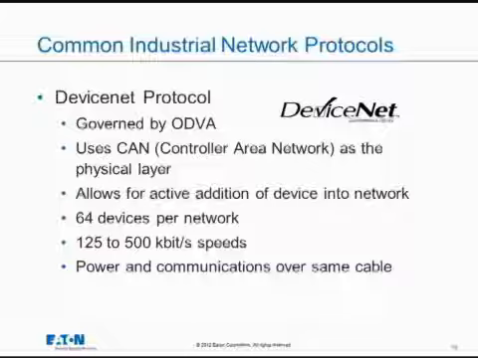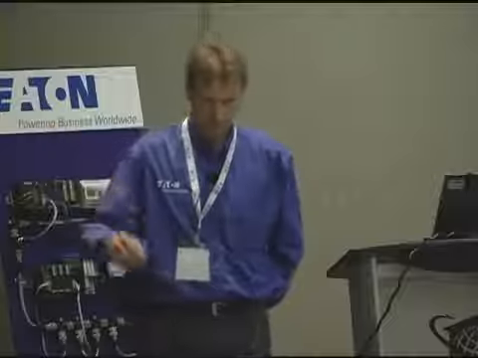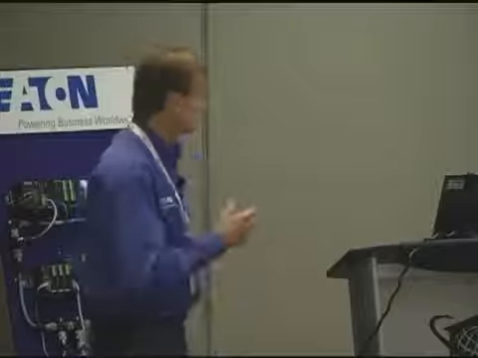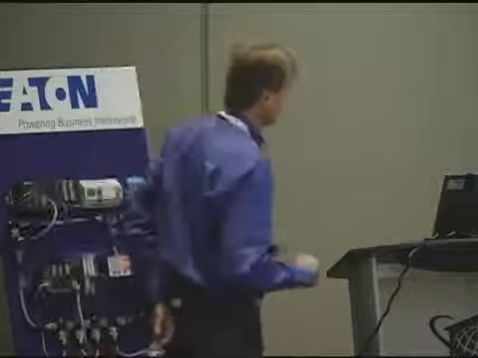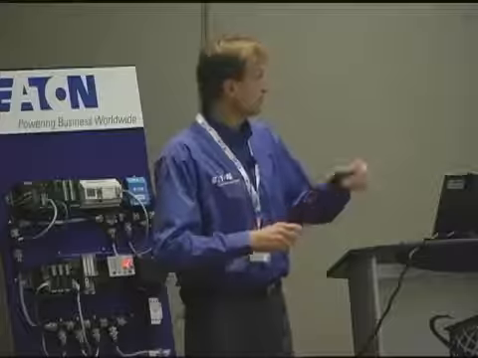Then we get to DeviceNet protocol, which is very common. More of a North American industrial network. It is governed by ODVA, and that little symbol at the top, the DeviceNet with the checkbox, that is the conformance-tested logo that they use. It uses a CAN network, controller area network, that was developed out of Europe. All our vehicles typically run on CAN, but it uses a portion of the CAN protocol. It uses the bus structure, so now we can allow for the active addition of a device onto the network.